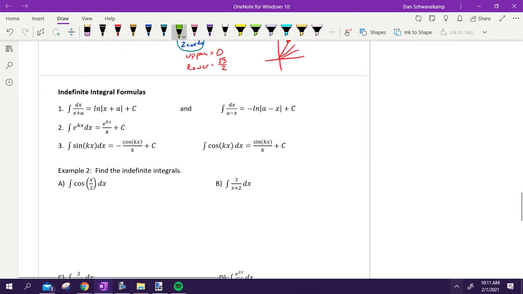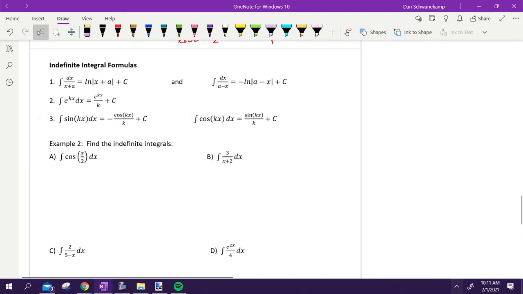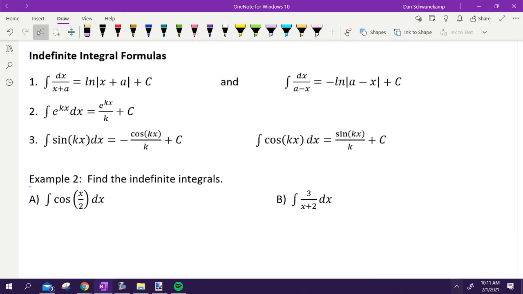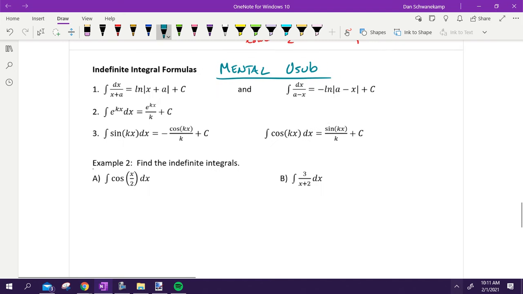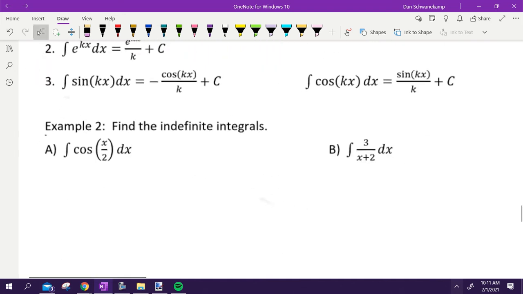All right. Last thing of the day here. Okay. This is supposed to be easy. It takes some time to get it figured out. We'll practice this again tomorrow. But indefinite integral formulas. These are rules that apply all the time. We are going to use mental u-sub. Mental u-sub to do these problems. All right. Let's try that.